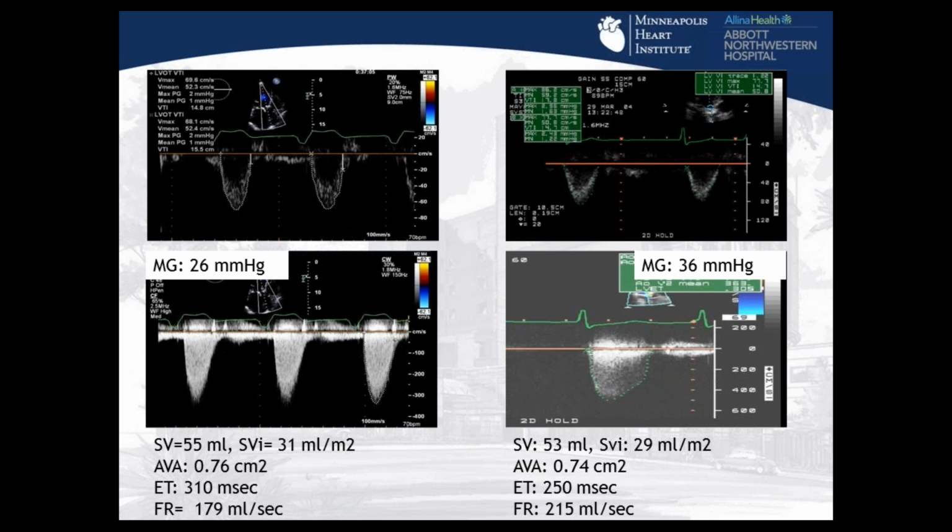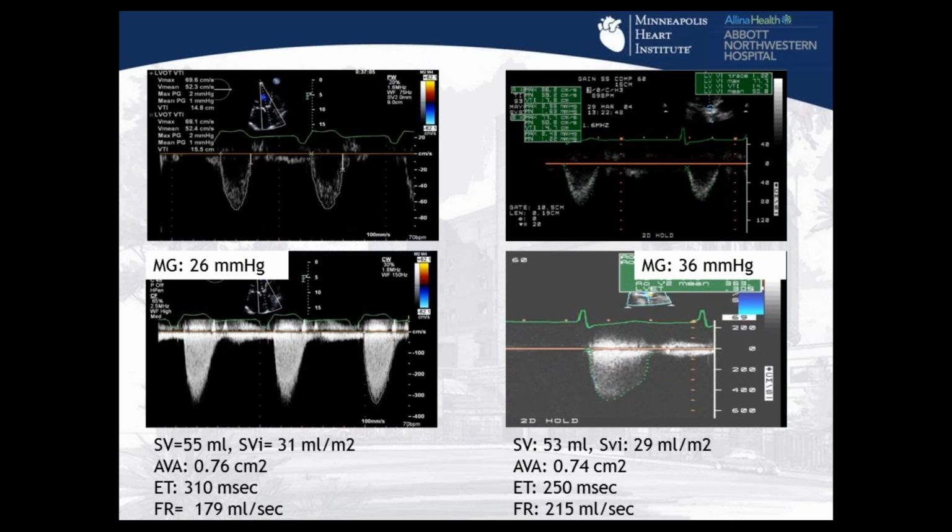But the first patient is generating a mean gradient here of 26. The second one is 36. So why is that? They have the same EF, they have the same volume, essentially they're ejecting across the valve. The reason is, look at the first patient. He has a narrow QRS, short ejection time, 250 milliseconds, compared to the second patient who has a dyssynchronous ventricle. His ejection time is 310 milliseconds.